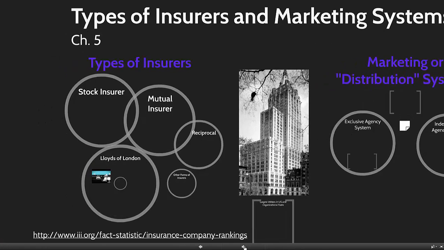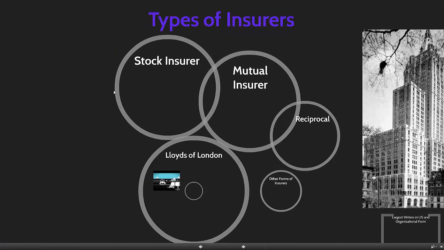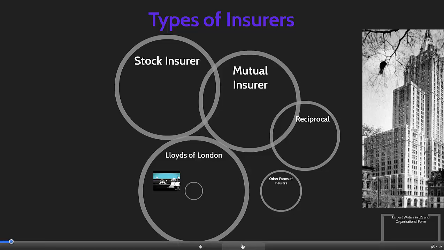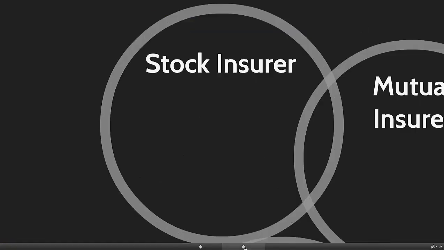Let's get started. There are basically four main types of insurers: stock insurers, mutual insurers, reciprocal insurers, and then there's Lloyd's of London, which is in a category of its own. These circles shouldn't be interpreted to represent the number or even percentage of insurers in the marketplace. The largest percentage of insurers are either stock insurers or mutual insurers. But Lloyd's of London has such a significant role in the world insurance marketplace that it's worthy of its own big circle. So let's talk about each one of these individually, and we'll also talk about some other forms.